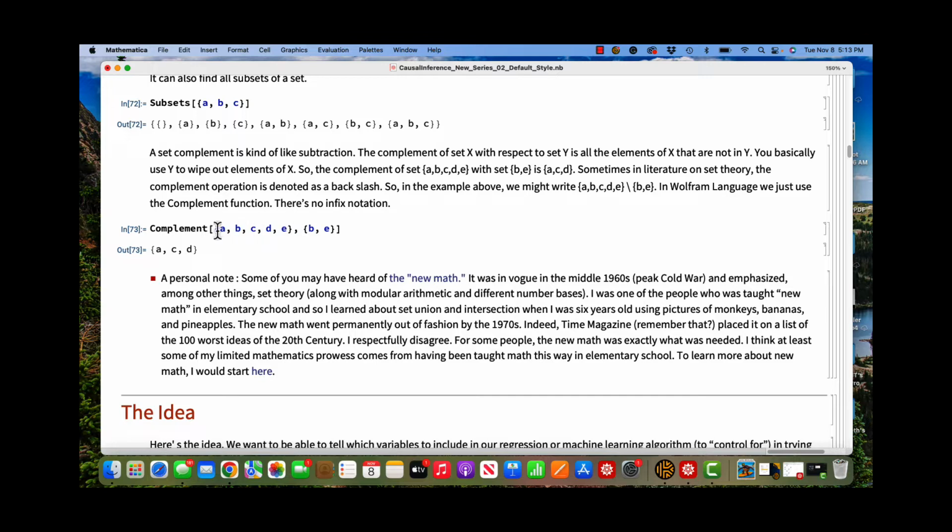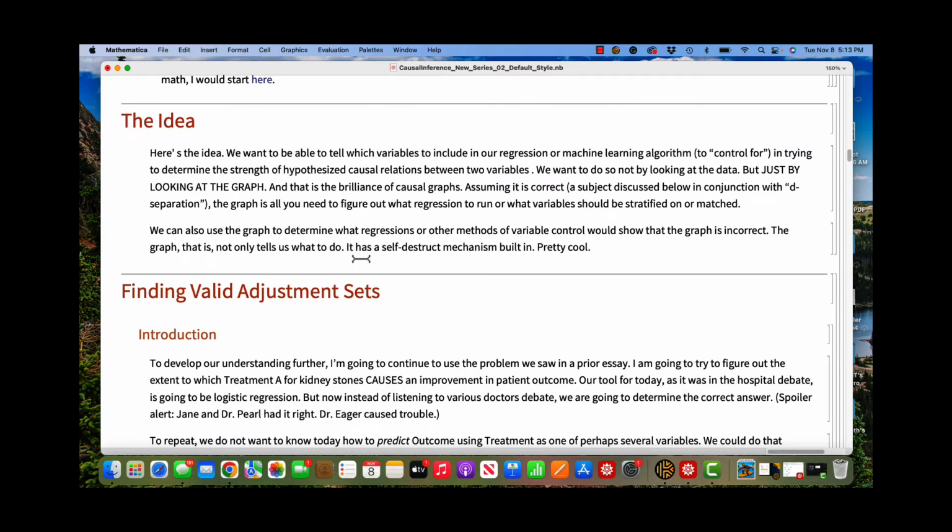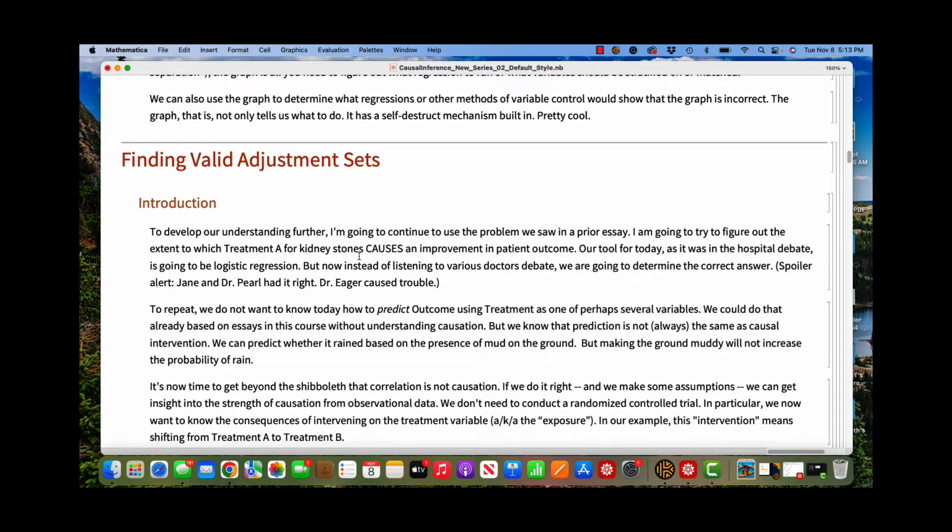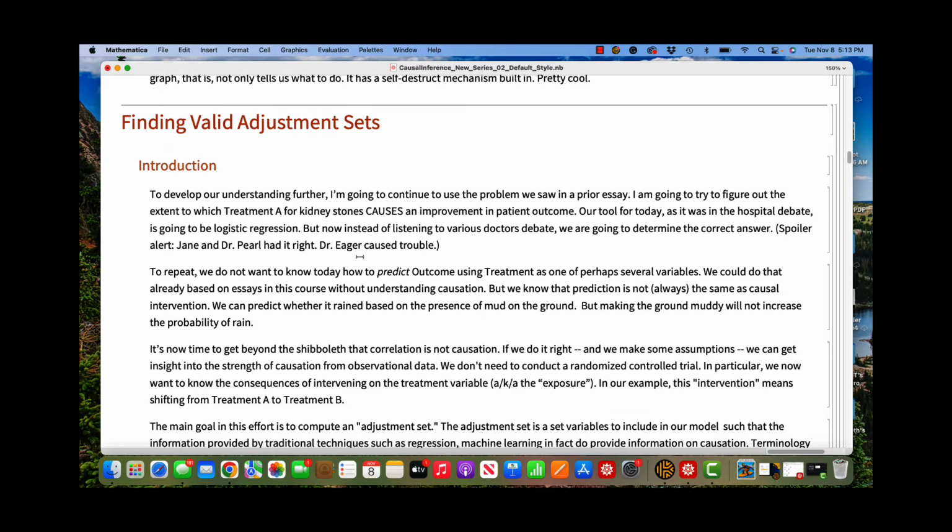Set complement is sort of like subtraction. It's what elements are left after you take out the elements here. So if after I take out B and E, I'm left with A, C, D. Okay, so that was set theory in 2 minutes. Now let's get to the main action, which is finding valid adjustment sets.